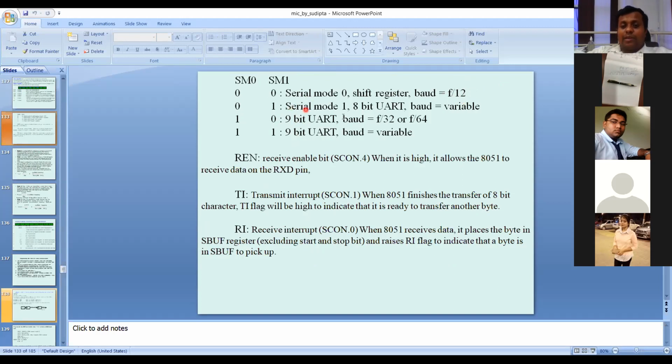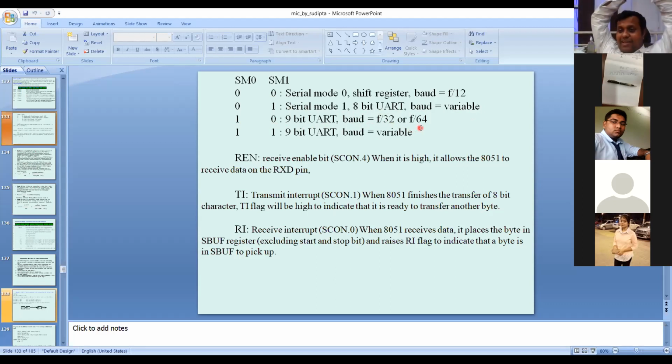Next, 8-bit UART with variable baud rate. The baud rate is generated by timer 1 in mode 2. I will be explaining how. And this mode is called 9-bit UART. The baud rate is fixed, that is FOSC by 32 and FOSC by 64.